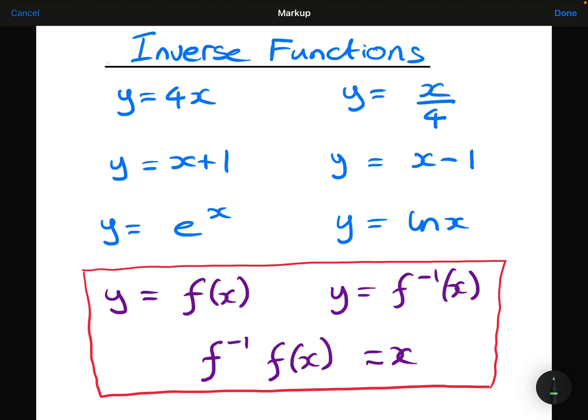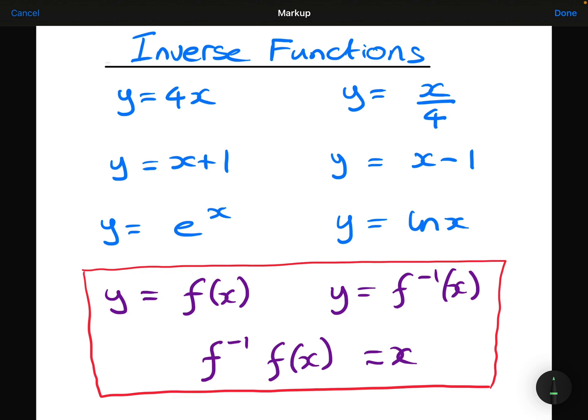If I had the function y equals e to the power x, then its inverse function would be y equals ln x, because ln x is the inverse of e to the power x. More generally, if I have a function y equals f of x, then I say that its inverse function is y equals f minus 1 of x. That's not a power, that's just the notation for writing an inverse function, f minus 1 of x.